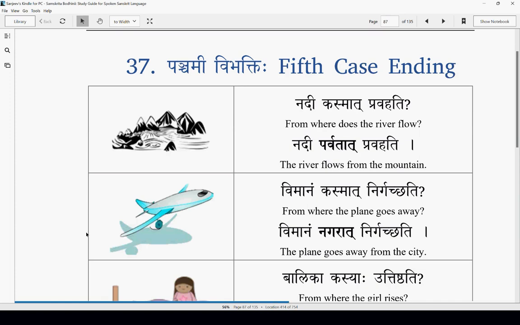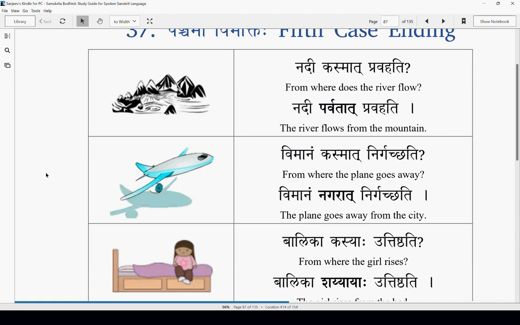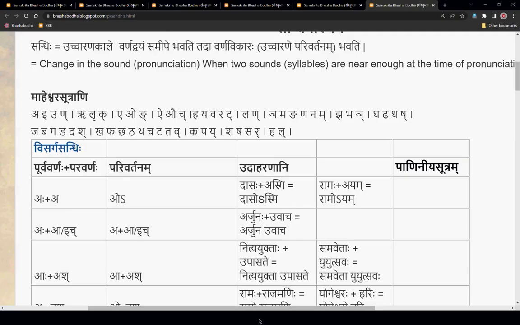So we have the examples here. Yeah. Wants to read this? Nadi kasmat pravahati, nadi parvatat pravahati. From where does the river flow? The river flows from the mountain. So what is happening here? Parvatat is the Panchami Vibhakti.